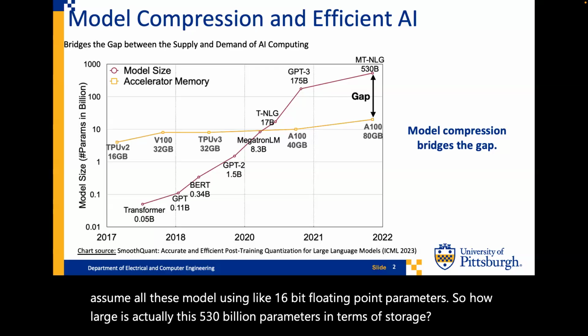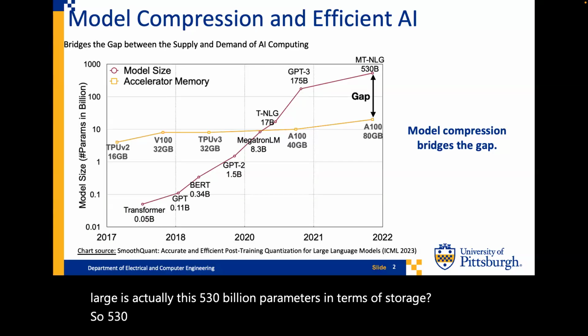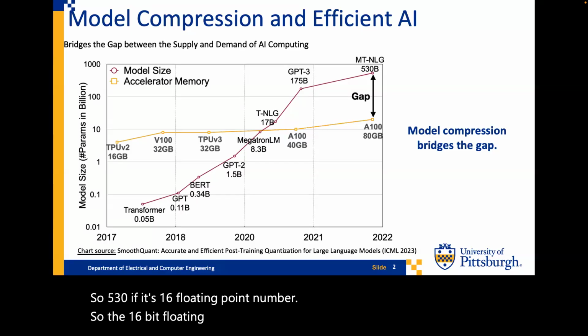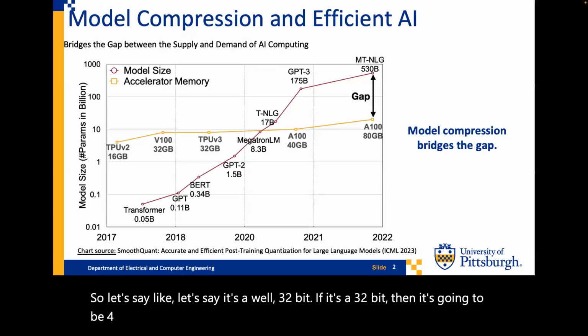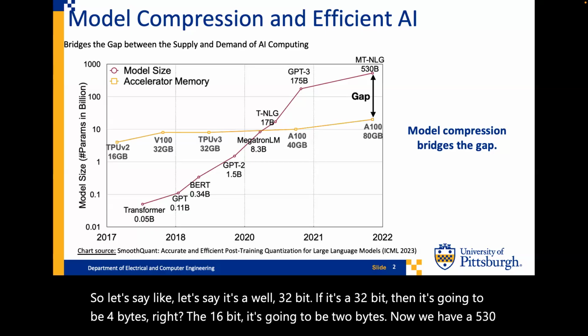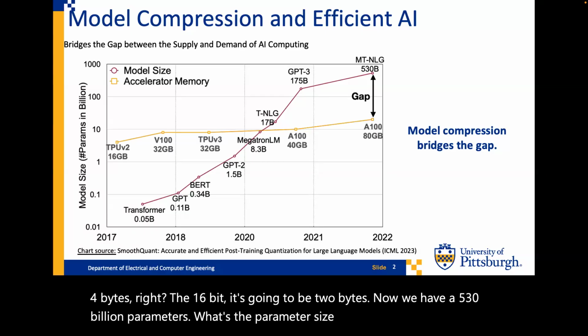So if it's a 16-bit floating point number, each parameter takes how many bytes? If it's 32-bit, then it's going to be 4 bytes, right? If it's 16-bit, it's going to be 2 bytes. Now we have 530 billion parameters. What's the parameter size we need to store for this model?